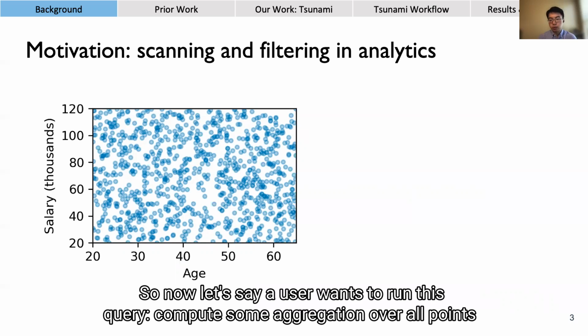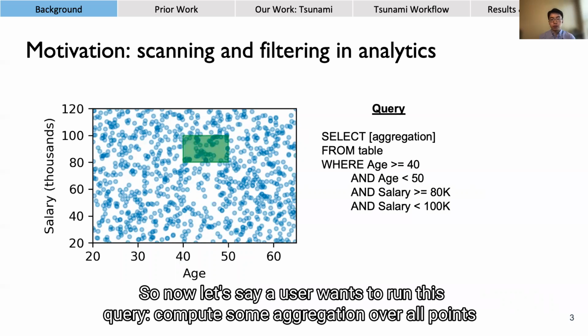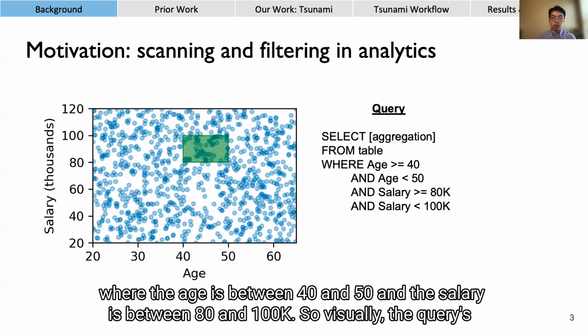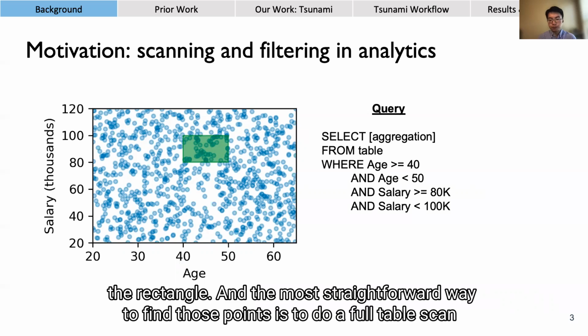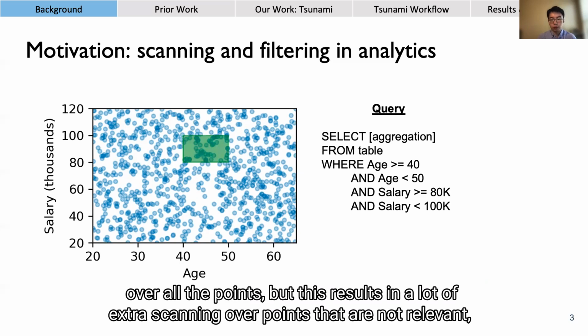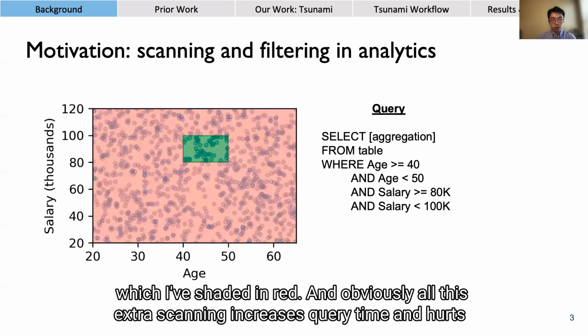Now let's say a user wants to run this query. Compute some aggregation over all points where the age is between 40 and 50, and the salary is between 80 and 100K. Visually, the query's filter can be represented as this green rectangle, because the query needs to find all points inside the rectangle. The most straightforward way to find those points is to do a full table scan over all the points. But this results in a lot of extra scanning over points that are not relevant, which I've shaded in red. And obviously, all this extra scanning increases query time and hurts performance.